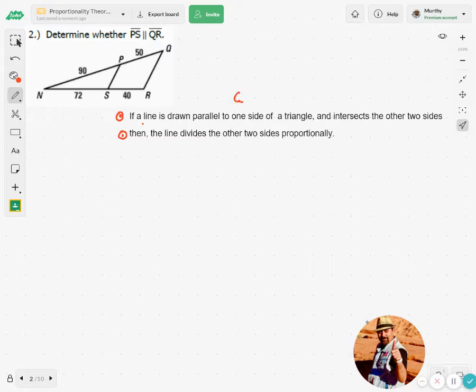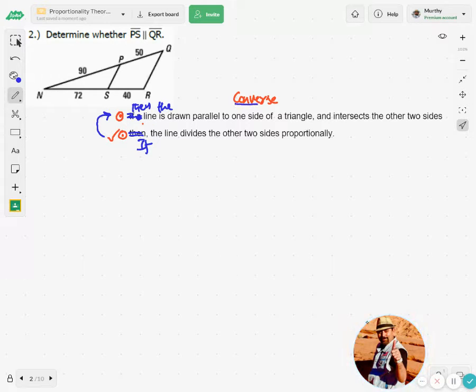When it comes to the converse, we read this part first, then we go to the first part, which means we read it this way: if the line divides the other two sides of a triangle proportionally, then the line is drawn parallel.